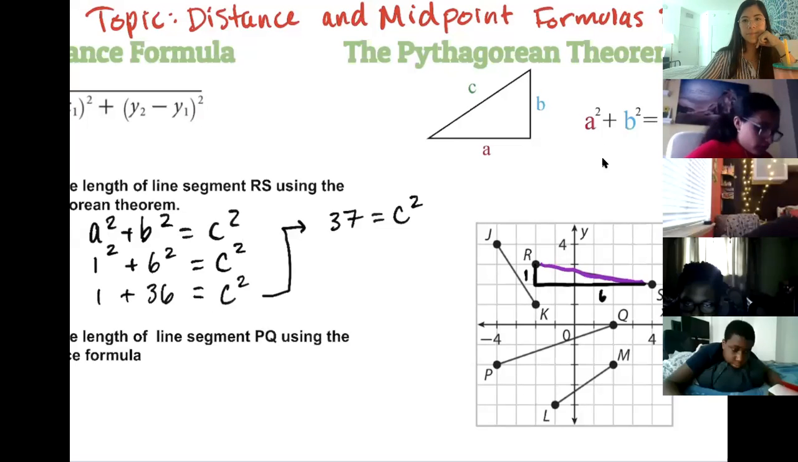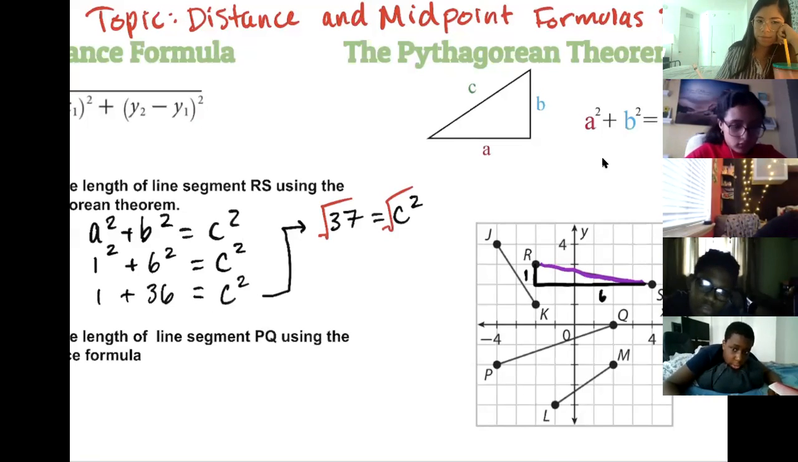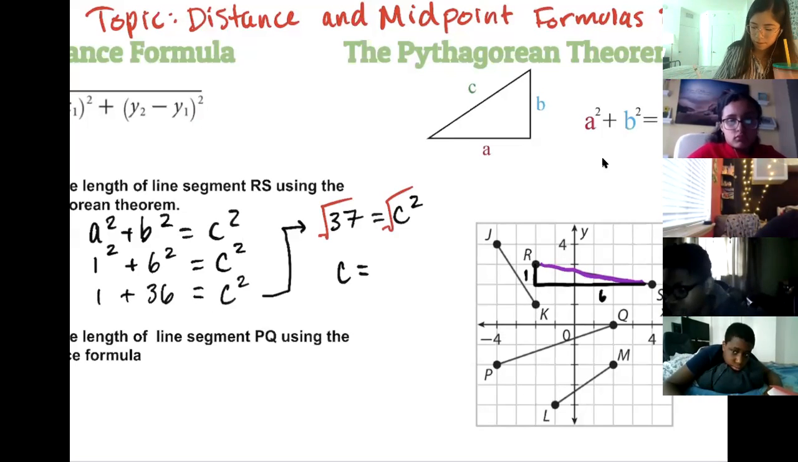Take the square root. Good. Now I can take the square root of both sides. Can you take the square root of 37 and get a nice whole number? No. No. No, but if you have your calculator, we can try. 6.08. Nice.